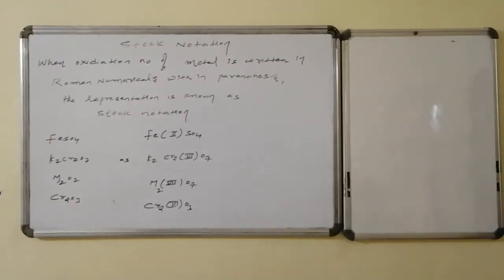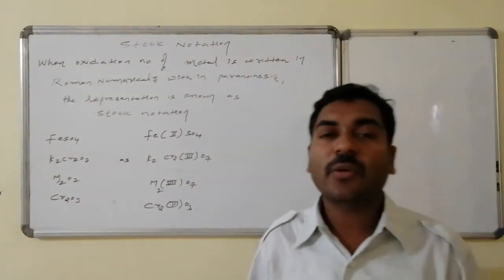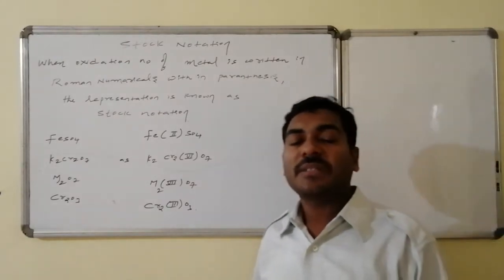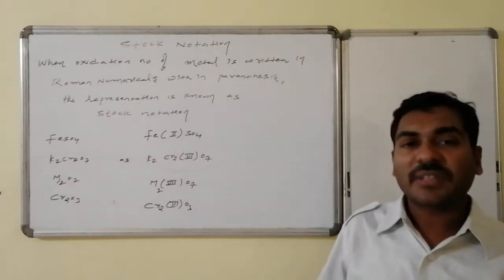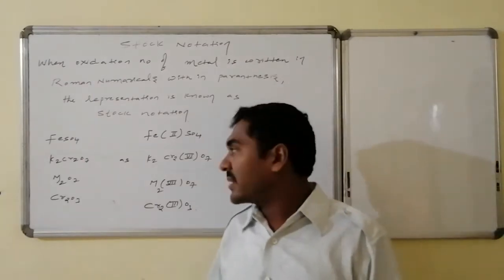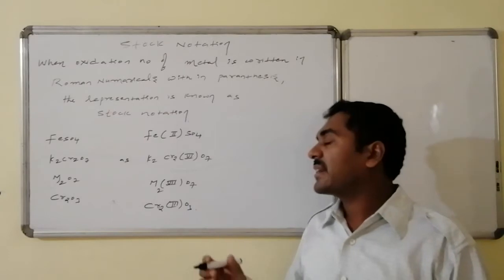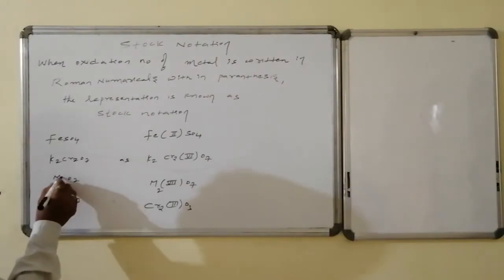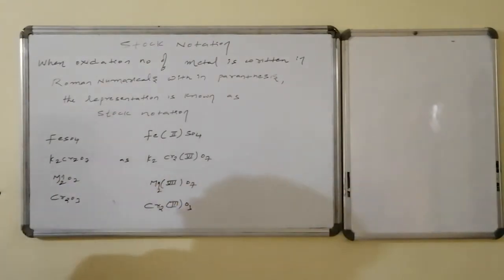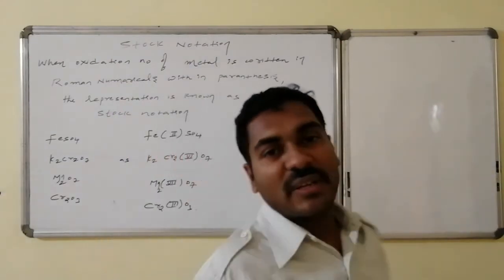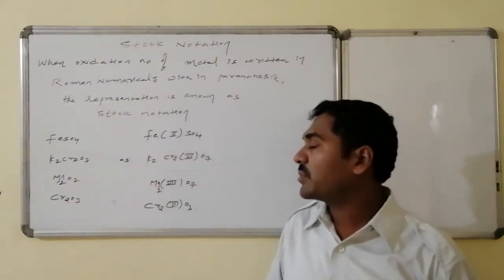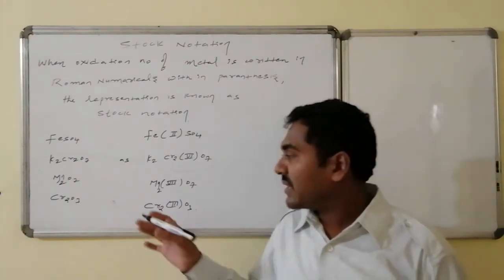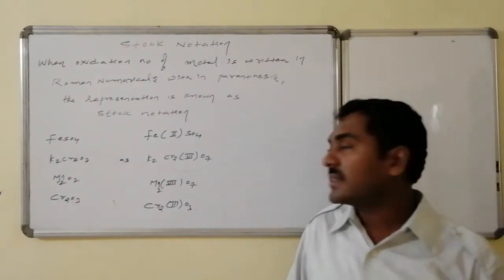Stock notation. When the oxidation number of a metal is written in Roman numerals in parentheses in the representation of the formula, that particular representation is known as Stock notation. Suppose ferrous sulfate is there, potassium dichromate is there, manganese oxide Mn2O7 is there, and chromium oxide Cr2O3 is there. The corresponding oxidation numbers of metals: in ferrous sulfate iron is +2, in potassium dichromate chromium is +6, in Mn2O7 manganese is +7, and in Cr2O3 chromium is +3.